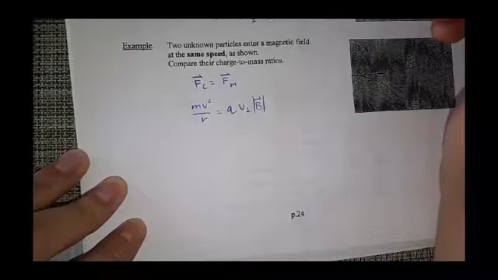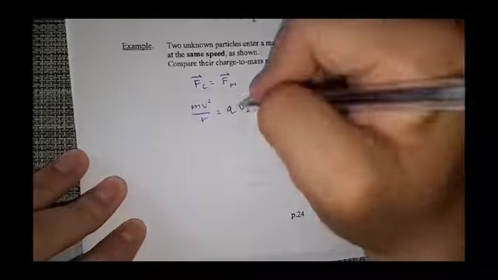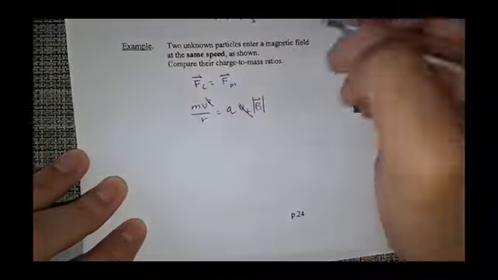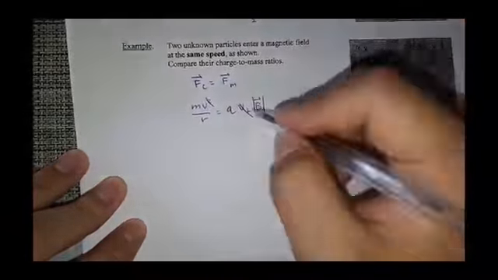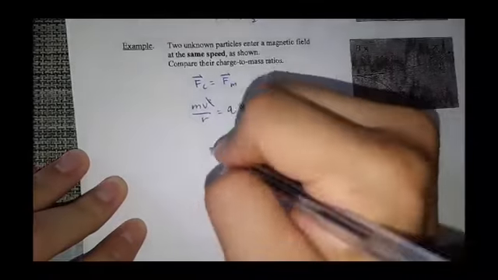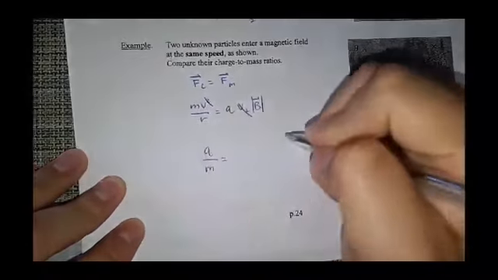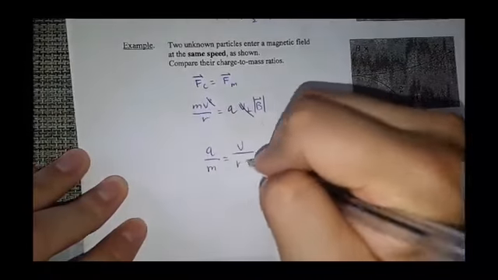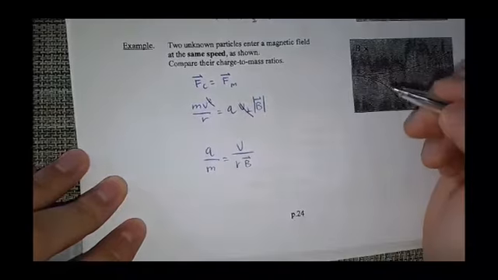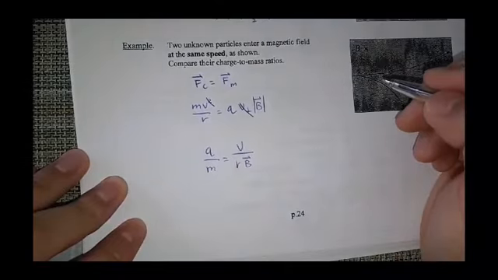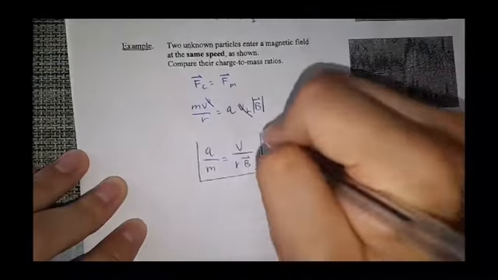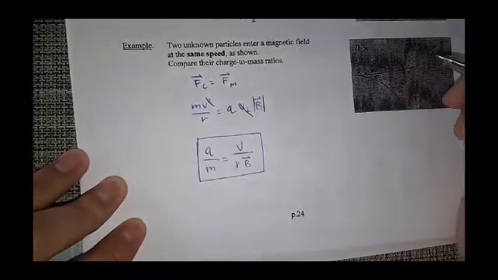First things first, let's isolate for charge to mass ratio. Velocity will be gone, and we need to move B to the left side and m to the other side. So long story short, q over m should be equal to v over RB. Something like that. So we have that charge to mass ratio.